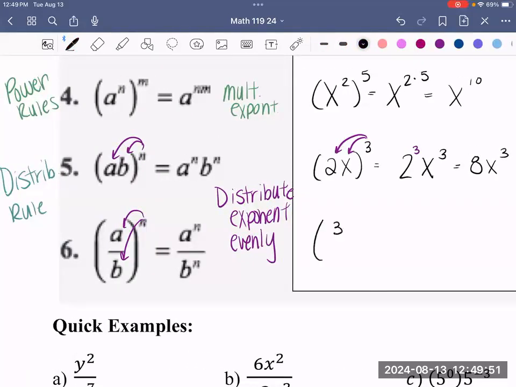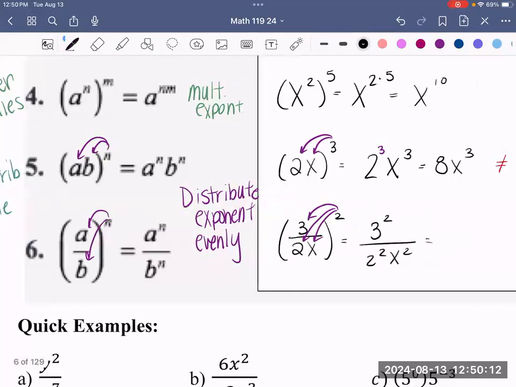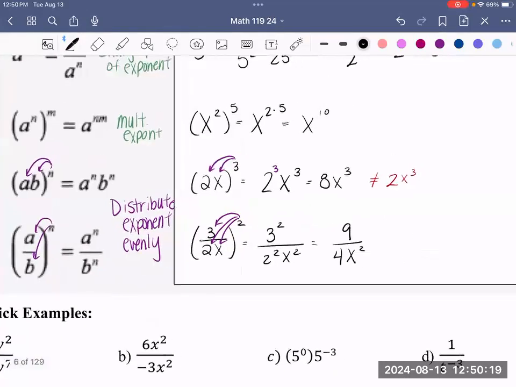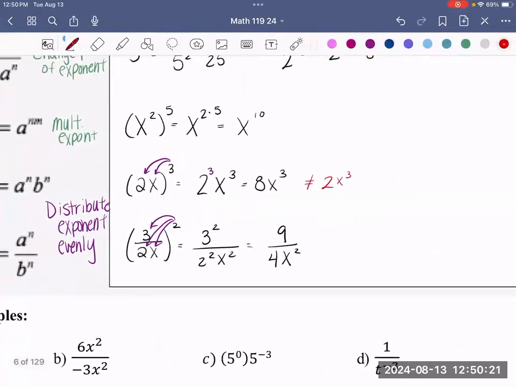So I'll give you one more, 3 over 2x squared. So try this one out. So pause the video. Distributing it throughout means every single term gets something. 3 squared over 2 squared and x squared. We got 9 over 4x squared. Again, does not equal just 9 over 2x squared.